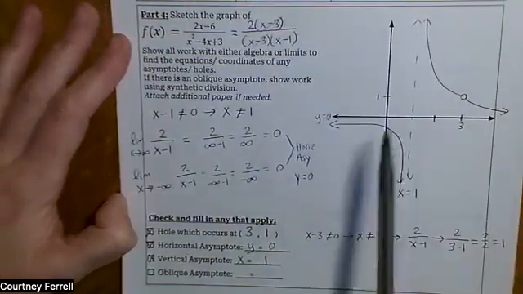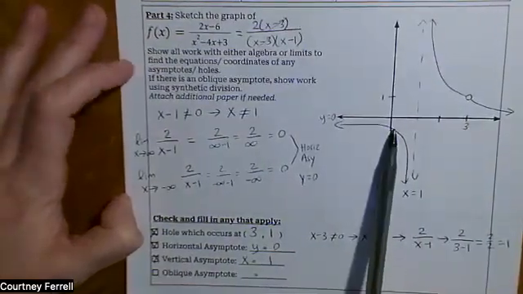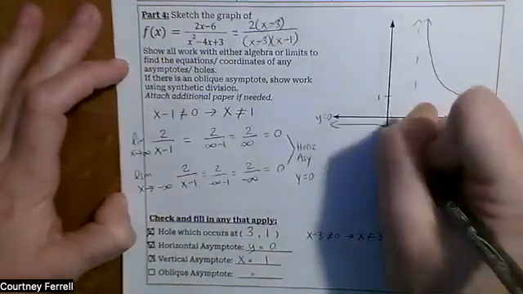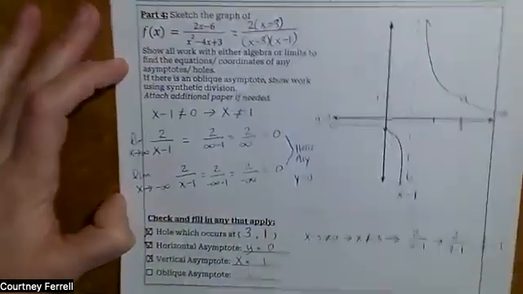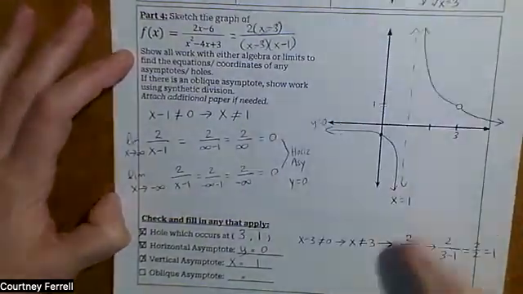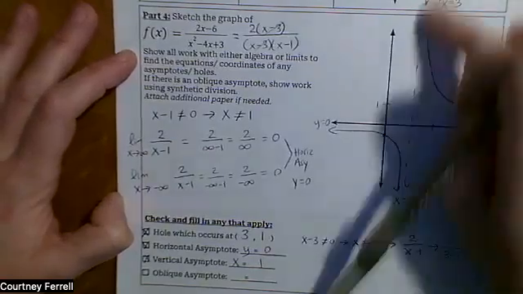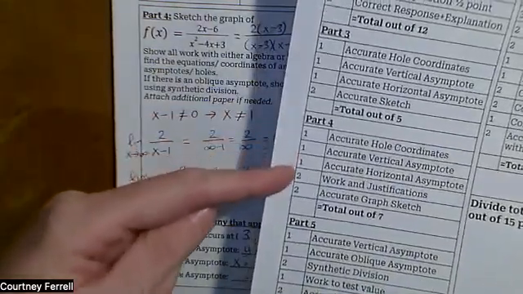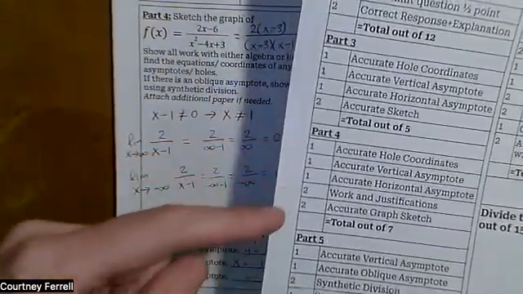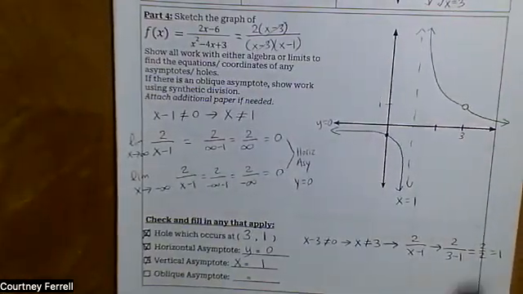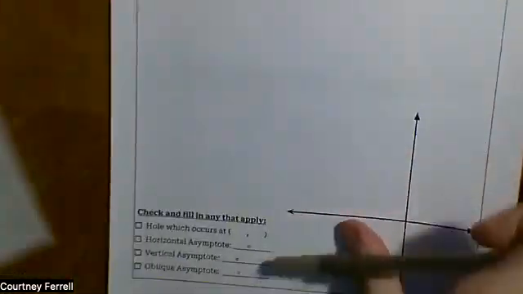If you wanted to be extra, you could plug in 0. And that would show you that 2 over negative 1 is negative 2, so the point is 0, negative 2. You don't have to do that. The point is to make sure that you have the asymptotes correct, the hole correct, and the shape correct. So going to our rubric for part 4: accurate hole, accurate vertical, accurate horizontal. You did the work and you drew an accurate sketch. Cool. All right. Feel free to pause the video if you need to.